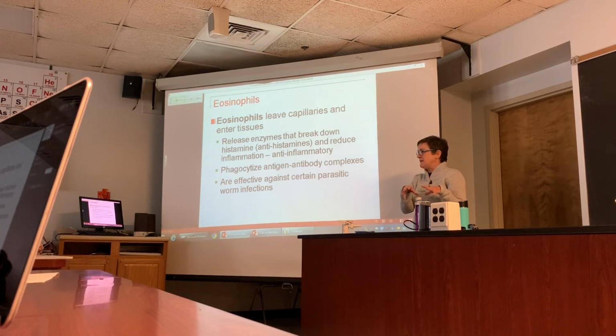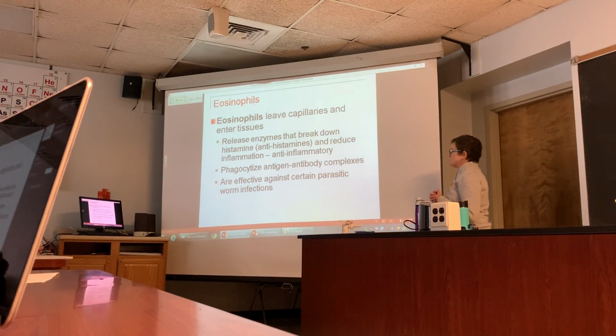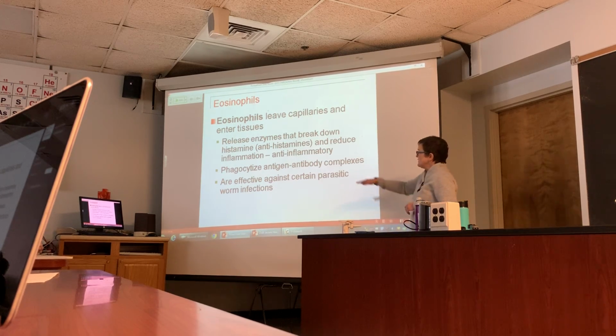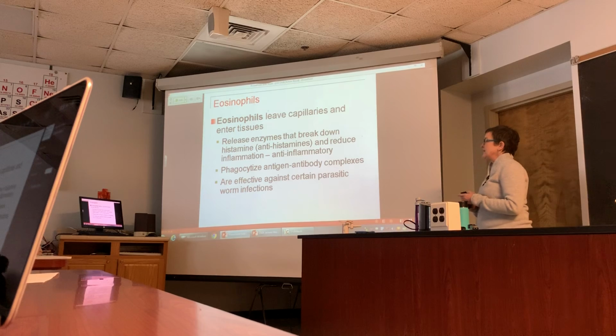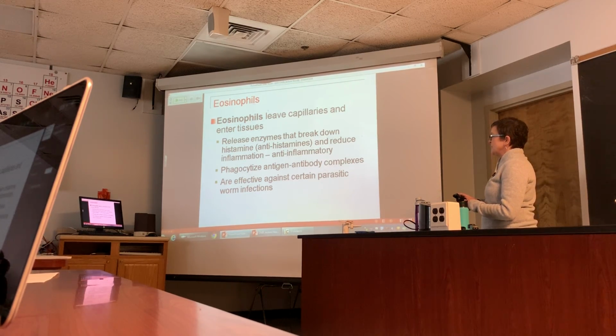Too much inflammation is a bad thing. So they help prevent too much inflammation during the inflammatory response. They also, we're going to talk about this in a second, engulf antigen-antibody complexes. We'll talk about that in a minute. And again, they also work against certain parasitic worm infections. So they play a role in that as well. They produce chemicals that fight these infections.